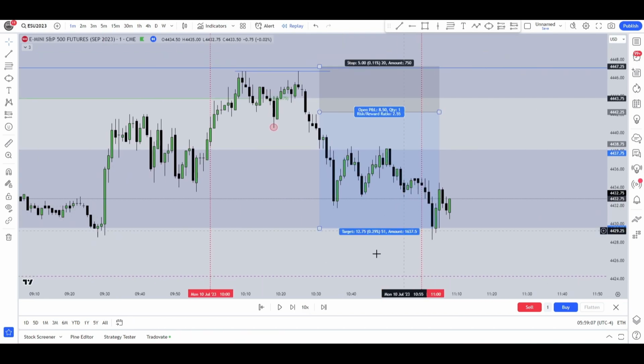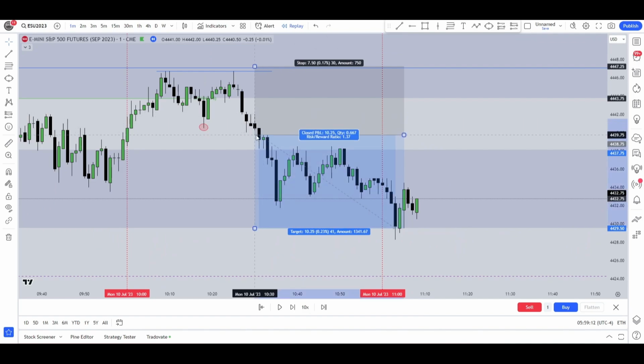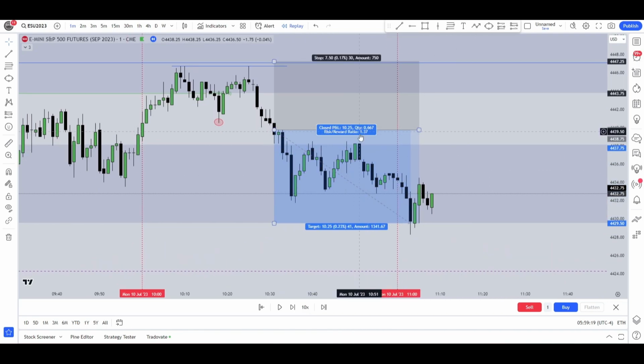But I didn't take this trade, and I'm quite happy I didn't, because if I entered maybe down on this fair value gap down here, then I would have a stop loss of 7.5, and that wouldn't be as good of a risk to reward ratio as you can see right here.